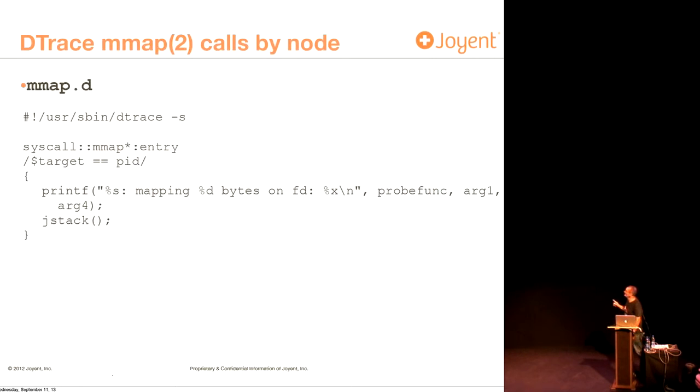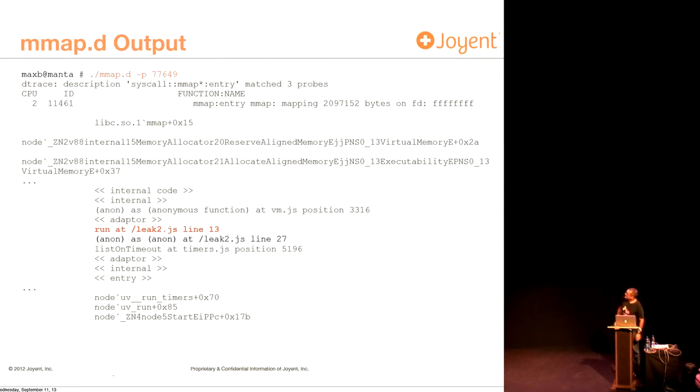And the other thing I'm doing, probably much more importantly, is using something called jstack. What jstack is going to give me is a stack trace of where the mmap was called from. The reason I want to see this stack trace will become obvious on the next page: the stack trace will tell me where to look. There it is. The function run at leak2.js at line 13.